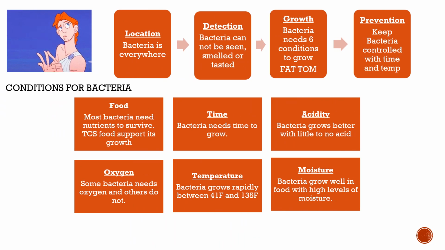This may seem like it's a lot, but here's an easier way to remember the conditions for bacteria. We call this FATTOM. FATTOM is based off of location, detection, growth, and prevention. So we have the location of where the bacteria is, and bacteria is everywhere. The detection of how to see or catch bacteria: bacteria cannot be seen, smelled, or tasted. Growth: bacteria needs 6 conditions to grow. That's the FATTOM we're about to talk about. And prevention: keep bacteria controlled with time and temperature.